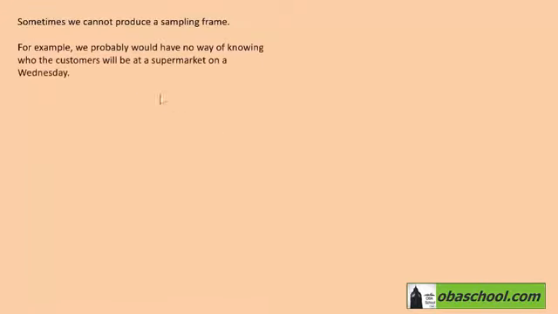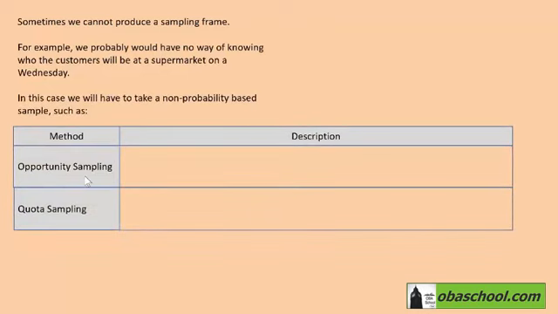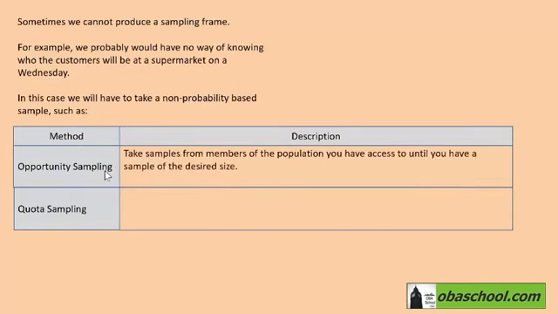Sometimes, however, we just can't produce a sampling frame. For example, we probably would have no way of knowing who the customers will be at a supermarket on a Wednesday. In this case, we will have to take a non-probability based sample, such as an opportunity sample or a quota sample. With opportunity sampling, we just take samples from members of the population we have access to until we have a sample of the desired size.